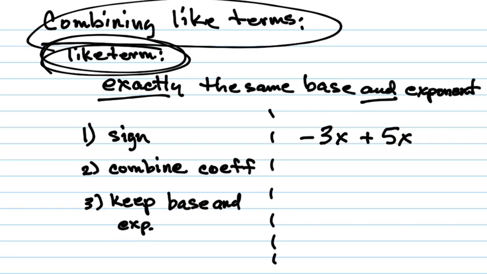So first I need to determine the sign. Are the signs the same or different here? Different. So I need to keep the sign of the bigger one. So what's bigger, 3 or 5? So that means my answer is going to be positive, right? Yeah. And since the signs are different, will I be adding or subtracting the numbers? Subtracting. So what does 5 minus 3 make? 2. And since they were x terms, they stay x terms.